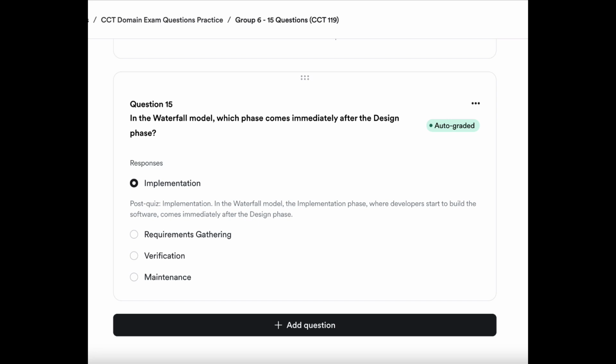Question 15, in the Waterfall model, which phase comes immediately after design phase? A, implementation. B, requirements gathering. C, verification. Or D, maintenance. So in the Waterfall model, which phase comes immediately after the design phase? And that is A, implementation. The implementation phase is where developers begin building the software, and it comes immediately after it's been designed.